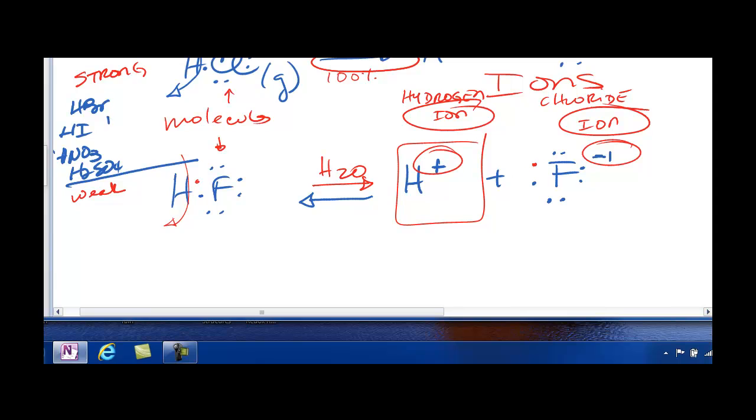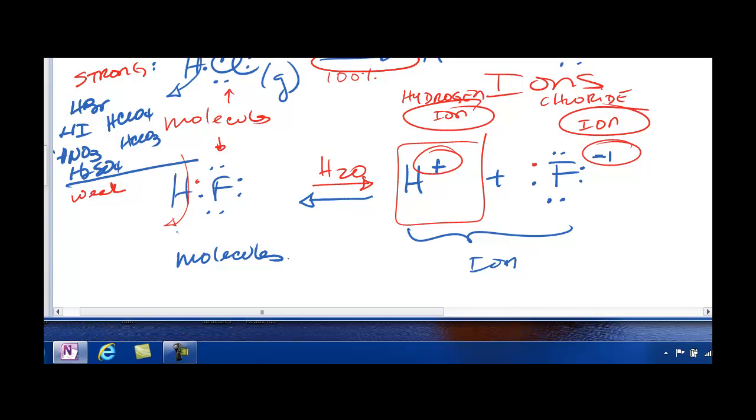Okay, so HClO4, HClO3, those are all strong acids. So HF is not in that list, therefore it's weak. Therefore, I'm going to write a double arrow. Therefore, I have ions in the same container. I have molecules. So HF is maybe 1% ionized. I have 100 of these molecules. Maybe one of them breaks into ions, the other 99 are covalently bonded.